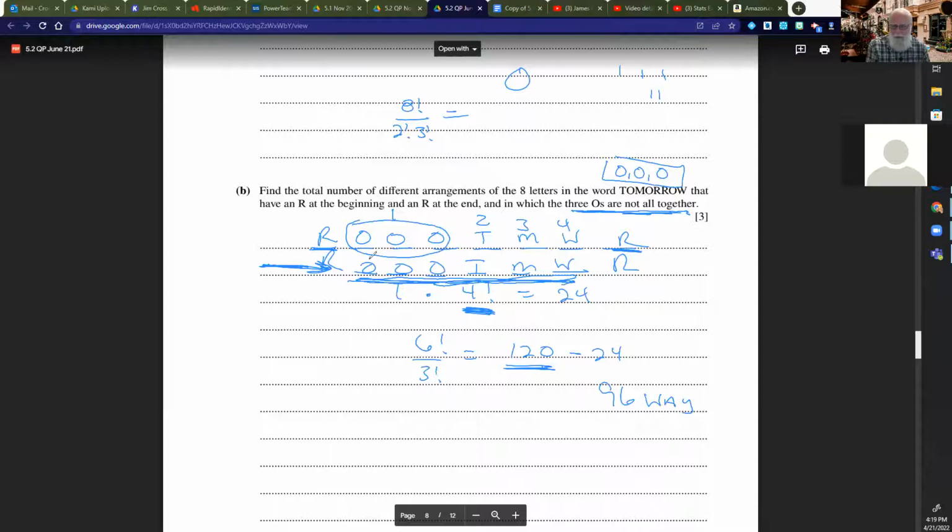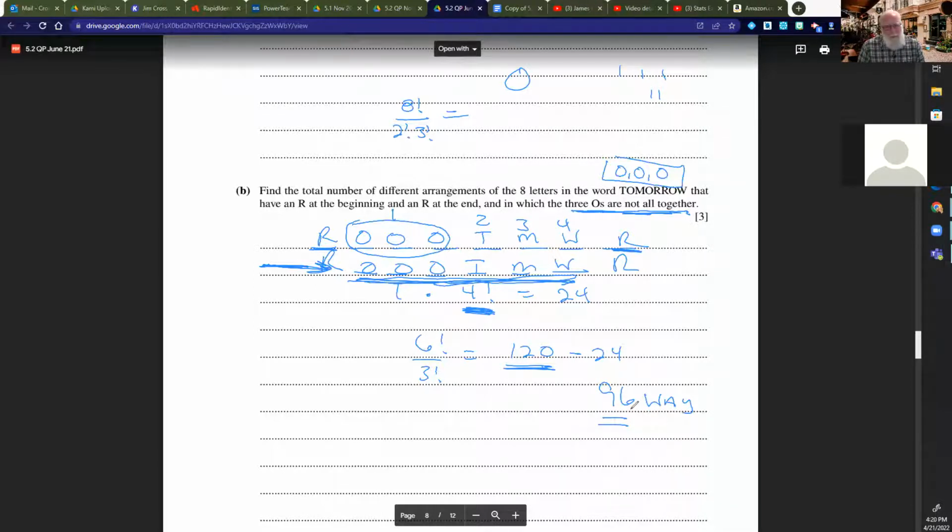If I just said arrange O, O, O, T, M, W, how many ways could they be arranged? Well, you do 6 factorial divided by 3 factorial, right? Now, this is the number of ways where the 3 O's are always together. So if I take the total number of ways I can arrange these letters and take away the number of ways when the 3 O's are always together, then I must be left with the number of ways where the 3 O's are not together.